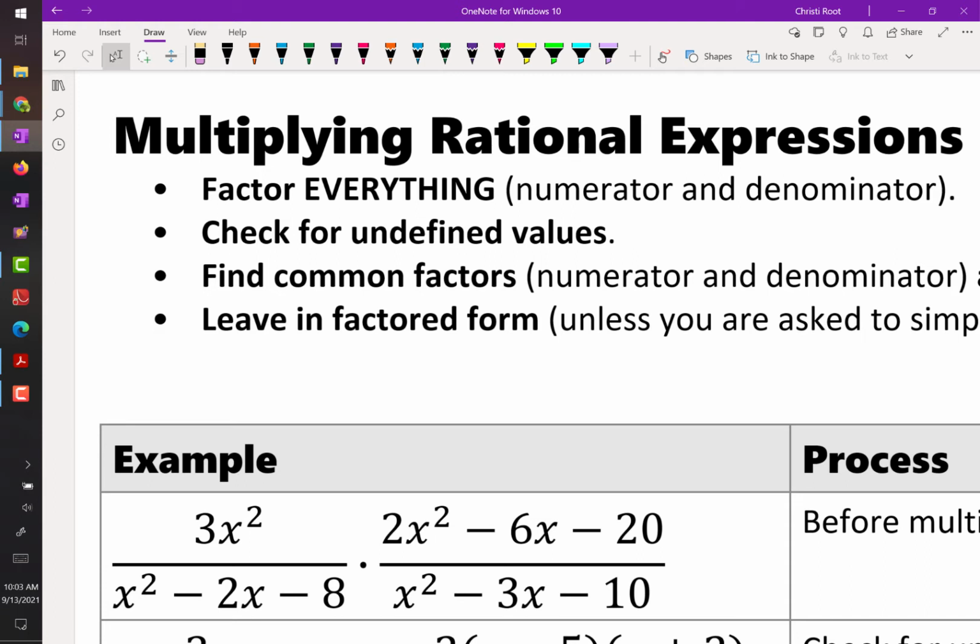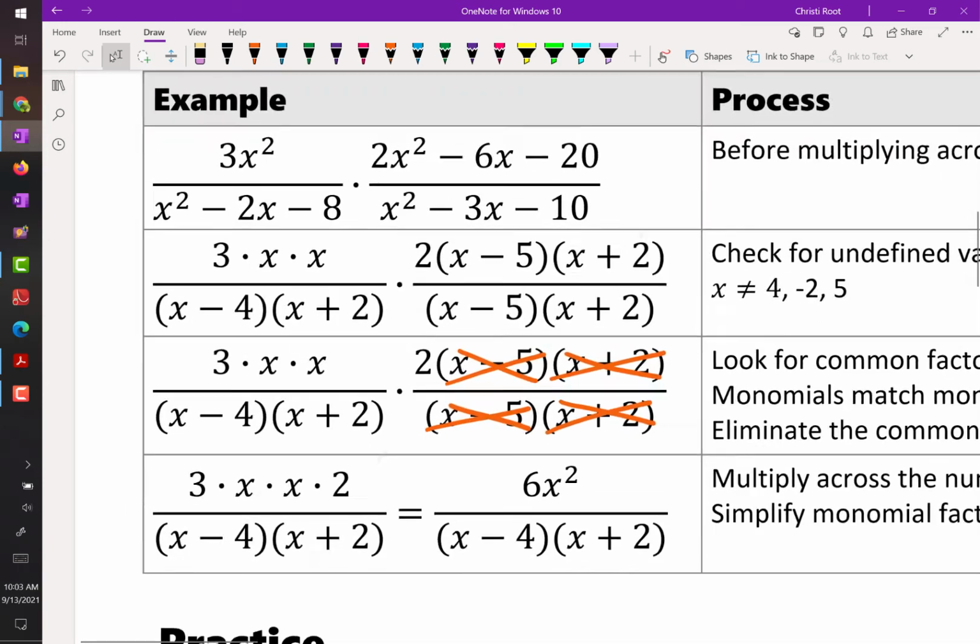Okay. You also want to check for undefined values, whether or not you're asked about them. Always look. Then you're going to find common factors that you can eliminate, and then just leave your answer in factored form. The only time you would not leave your answer in factored form is if you were doing ACT prep or TN Ready and it's multiple choice and the answers are multiplied out. But if you're using something like Delta Math, you can absolutely leave it in factored form. All right, let's look at this example here.